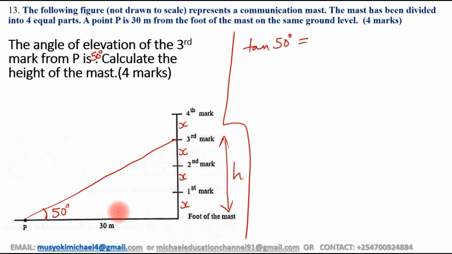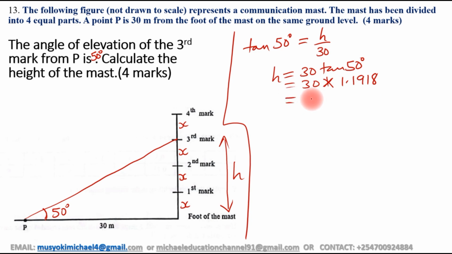So we're going to use the ratio of tangent. Tan 50 degrees is equal to opposite over hypotenuse, so h over 30, and therefore h will be equal to 30 tan 50 degrees. This 30 times tan 50 is 1.1918. Okay? So if you multiply by 30, you get 35.754 meters.